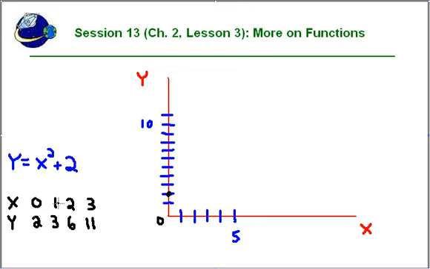Our next one, x is 1, y is 3. So we come over here, start at our origin, and go over 1 on the x, and up 3 on the y. Our next point is x is 2, y is 6. So we come to our origin. X is 2 and y is 6. 1, 2, 3, 4, 5, and 6. And then next, our last point, when x is 3, y is 11. So x is 3 and y is way up here at 11.